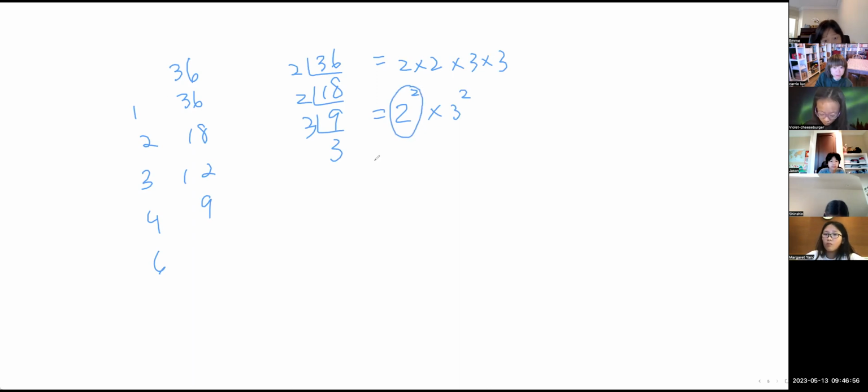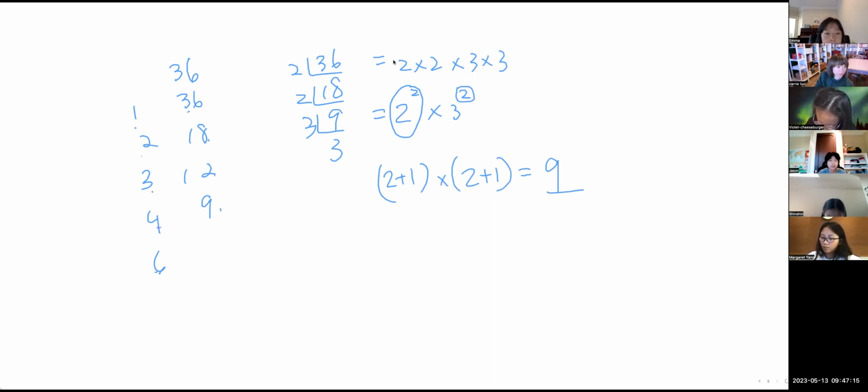And because I have two 2's, I know I'm either using one 2, two 2's, or no 2, so it's 2 plus 1. And because I have two 3's, it is either using 0, one, or two 3's. So the answer is 9. Get it, everybody? 1, 2, 3, 4, 5, 6, 7, 8, 9. Am I right? So now 48. Without listing, please tell me how many factors 48 has. Without listing them.